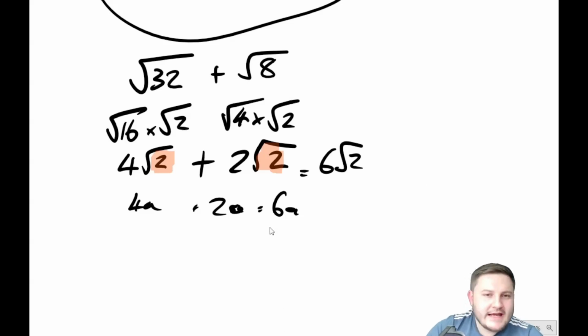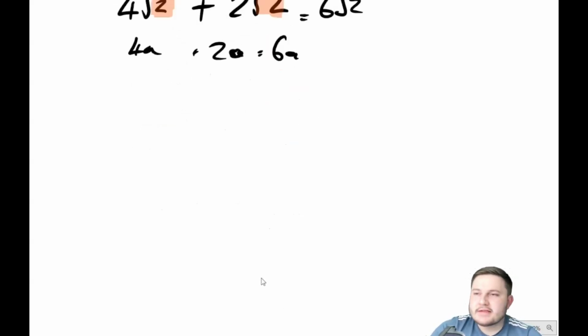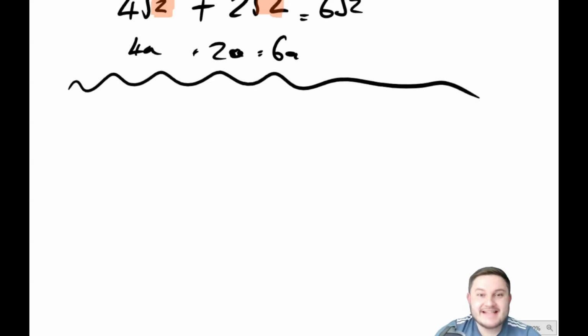The final key idea then about surds, and one that is very essential for A-level and getting you ready for that, is rationalising the denominator, a higher tier skill at GCSE. What I mean by this is, let's say you have a fraction which is 4 over root 2.